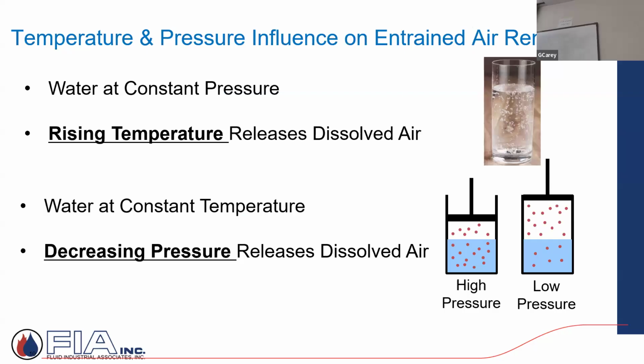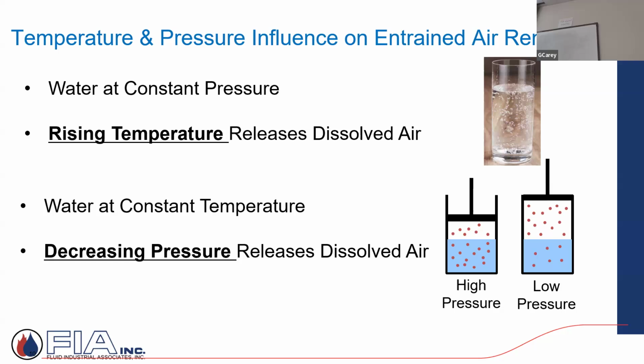So just a quick discussion on the behavior of air, I guess you could say, in these closed systems. What they're saying here is the temperature and pressure influence of entrained air removal. So if I have water at a constant pressure and I increase its temperature, it will release dissolved air. It will release air that's in solution in H2O, water. It will release some of that because it can't hold it as the temperature of the water gets higher. It will release some of this oxygen or nitrogen, technically, in bubble form.